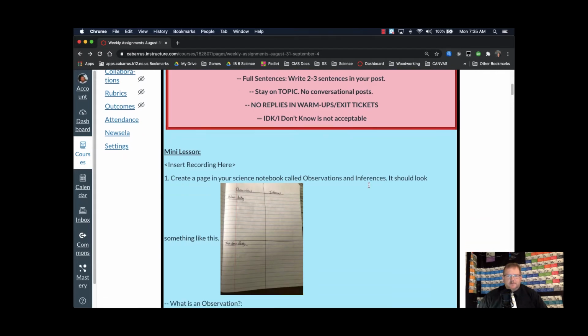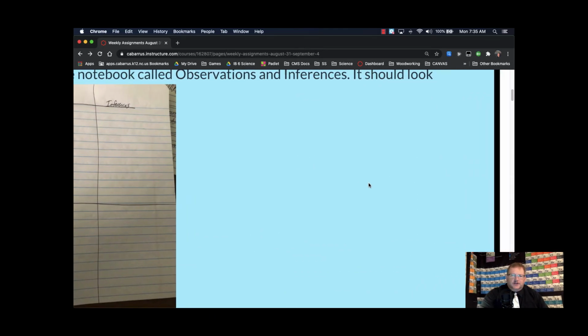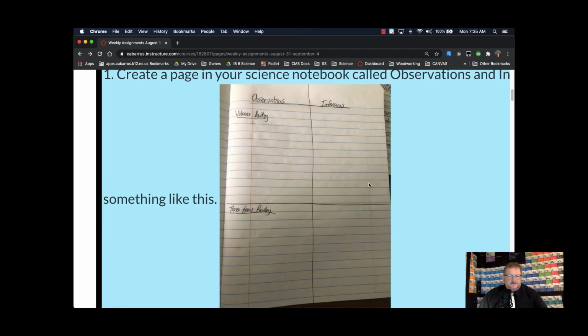Let's move down to today's mini lesson. So first thing I need you to do, you're going to notice here in the center of the page is a screenshot of a notebook that I have set up. Okay, so it's a little small, but you might be able to zoom in on it a little bit. Let me see if I can zoom in on it here. So you're going to set up a page in your notebook that looks like this. Observation on the left side, inference on the right side. And then you're going to split the page in half because we're going to do two different observation and inference assignments.